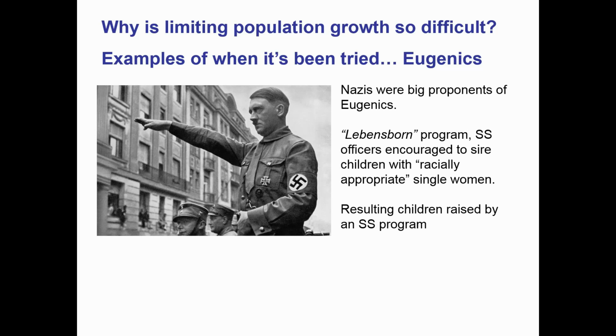And the idea behind the Lebensborn program was SS officers, so members of the Secret Service, were encouraged to sire children with what they deemed racially appropriate single women. Essentially, the SS would identify racially appropriate women from broader society, usually unmarried, usually young, 16, 17, 18, and these women would be bred with SS officers. The children these women produced were then not raised by their mothers. These children were then moved into a secondary part of the Lebensborn program, and they were raised by SS officers in their own schoolings. The Lebensborn children, some of them are still alive today.